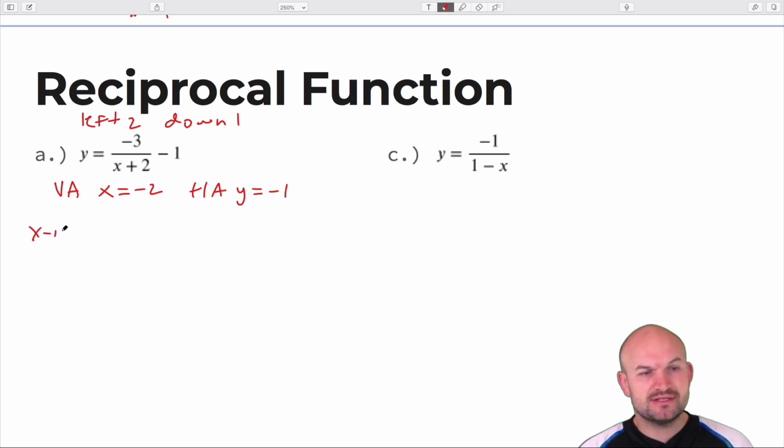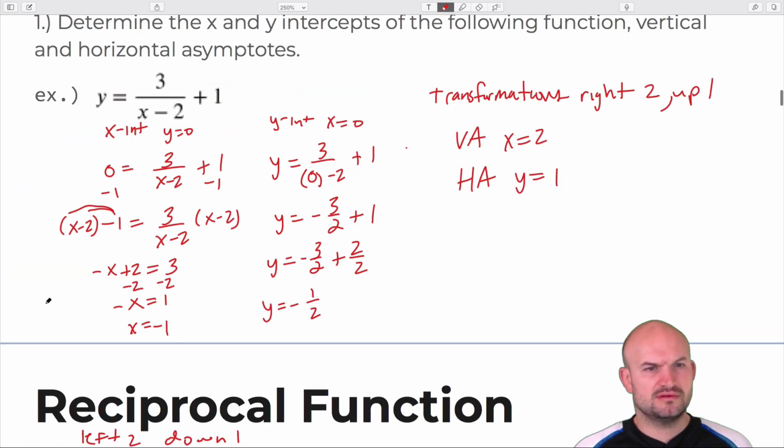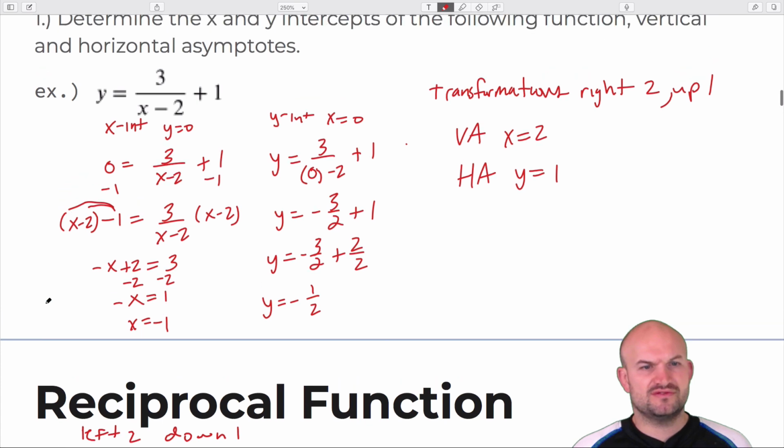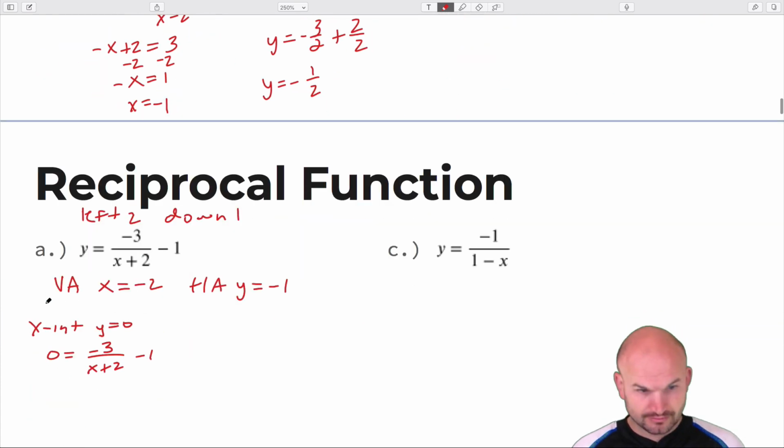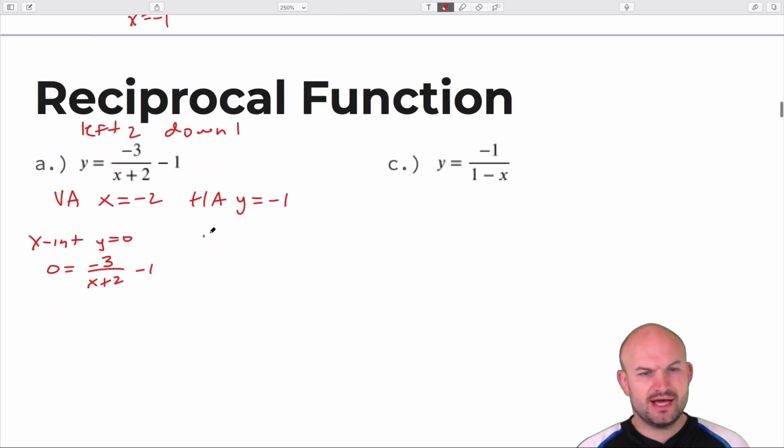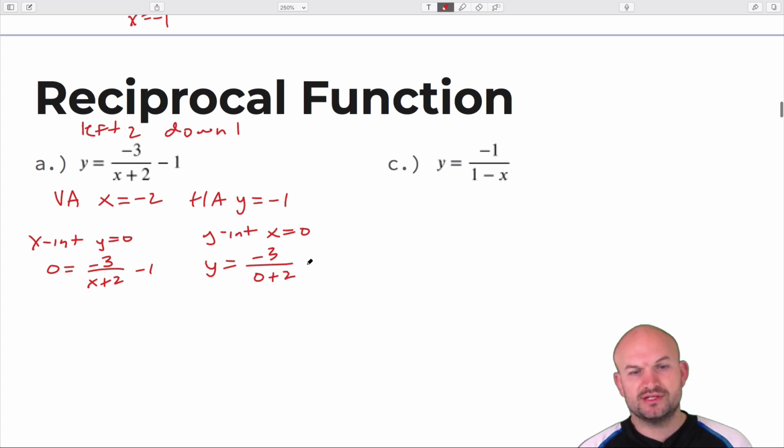For the x-intercept, again, we're just going to put y equal to 0. So 0 equals -3 over x plus 2, minus 1. Is that the same? Oh, it's very similar. And then over here, let's go through it. And then for the y-intercept, that's going to be when x is equal to 0. So that would be y equals -3 over 0 plus 2, minus 1.